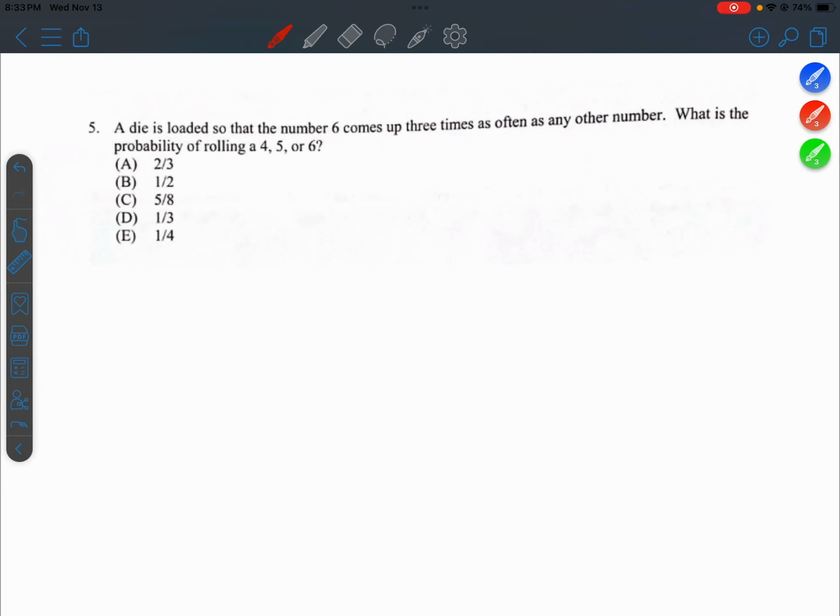All right, question number 5. A die is loaded so that the number 6 comes up 3 times as often as any other number. What is the probability of rolling a 4, 5, or 6?